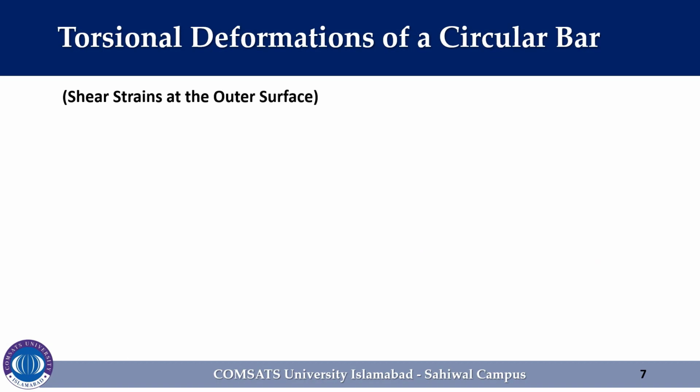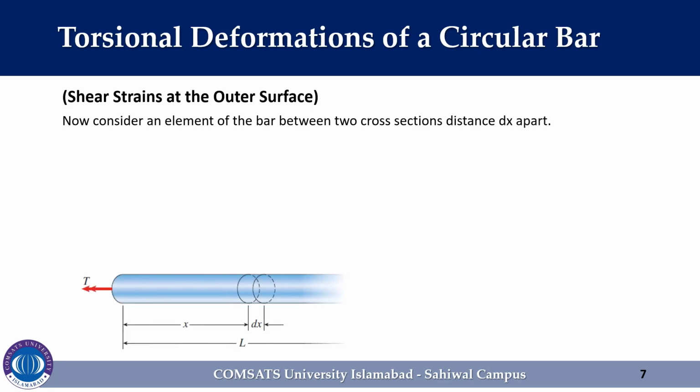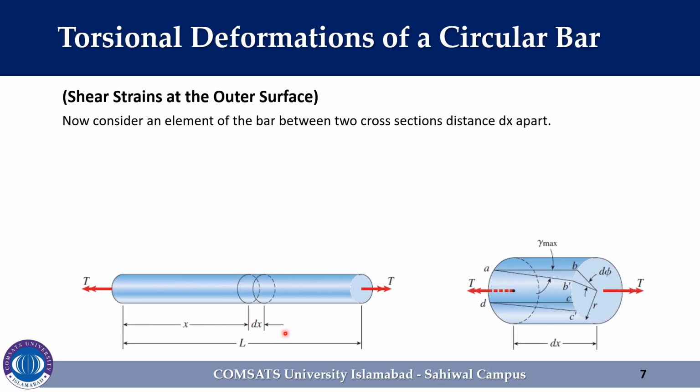Now we will discuss shear strains at the outer surface. Consider an element of the bar between two cross sections a distance dx apart. This element is shown enlarged in the figure here. On the outer surface we identify a small element represented by A, B, C, D, with sides AB and CD that are initially parallel to the longitudinal axis.